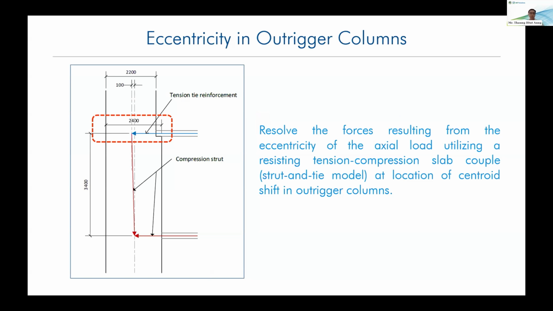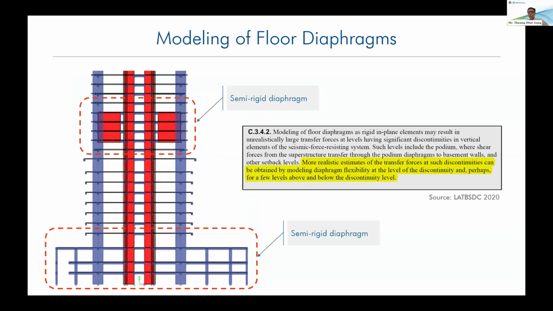Sometimes we have the offset in the columns. So in that case, we can consider that additional moment due to offset by tension and compression strength, to resolve that moment by the tie reinforcement going through the slab. And for the diaphragms in the tall buildings, especially podium floors and outrigger floors, we need to model as a semi-rigid diaphragm. Sometimes we use the rigid diaphragm assumption to make the analysis faster in the nonlinear analysis.